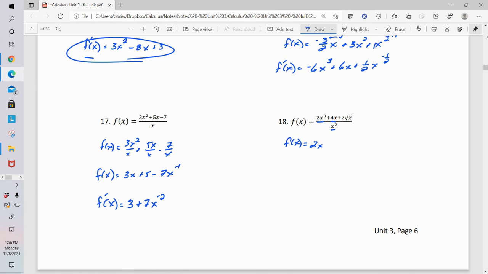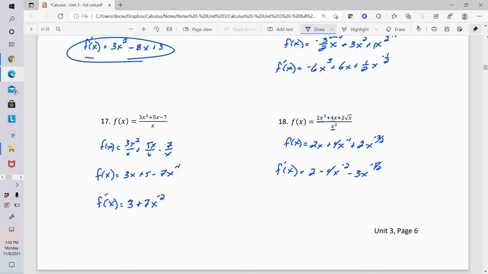For number 18, again, I'm going to rewrite. 2x cubed divided by x squared is 2x. 4x divided by x squared is 4x to the negative 1. And then 2x to the 1/2 divided by x squared is 2x to the negative 3 halves. Using my prior rules of derivatives, the derivative is 2 minus 4x to the negative second minus 3x to the negative 5 halves.